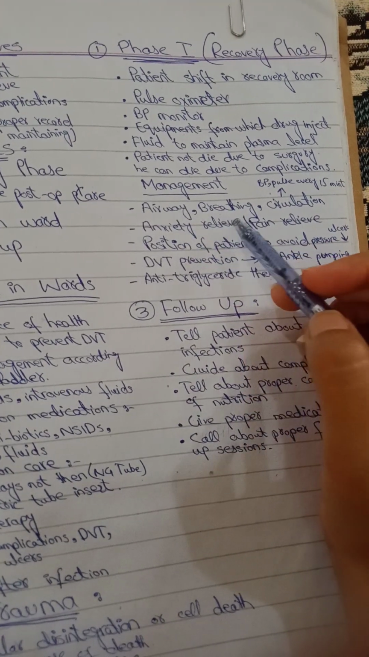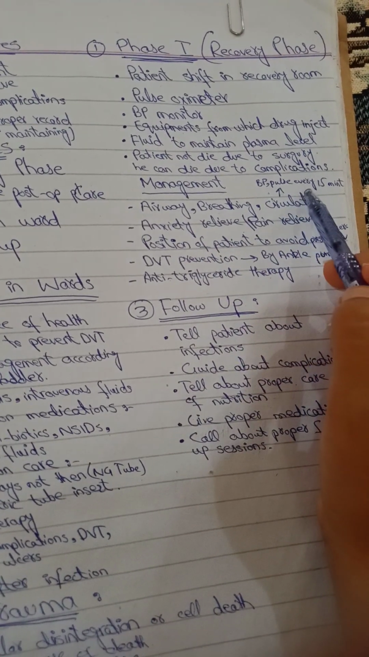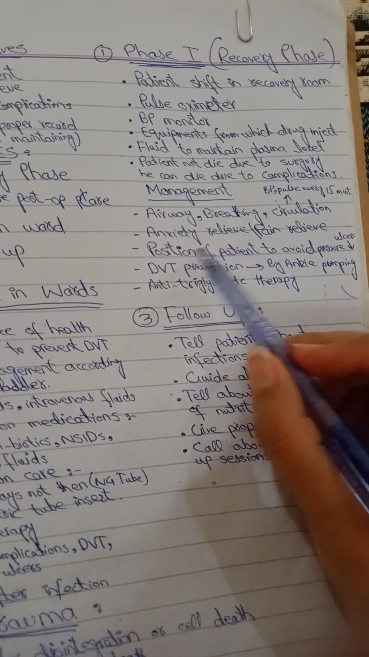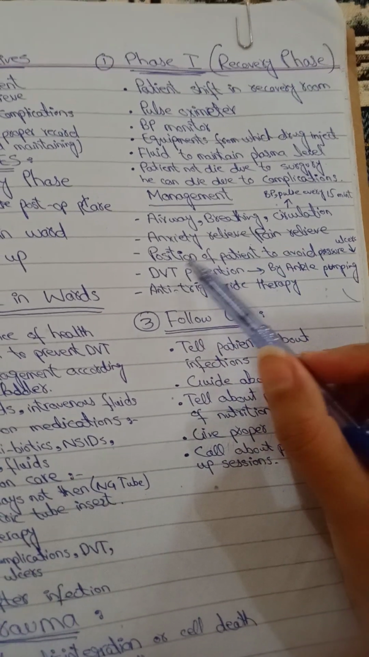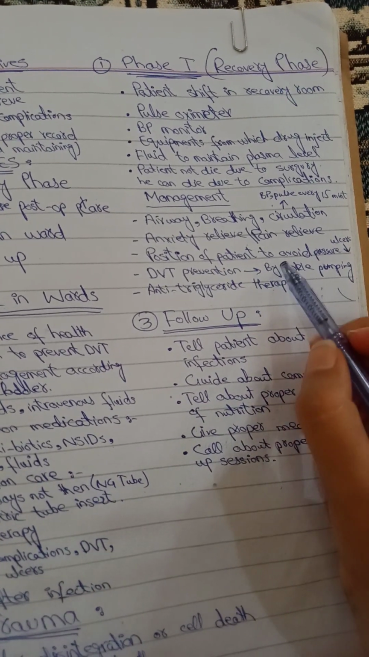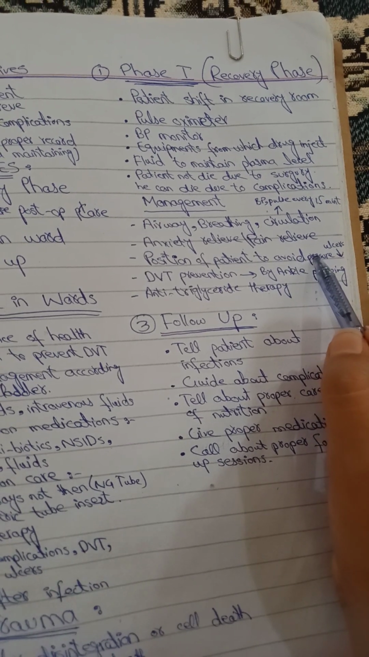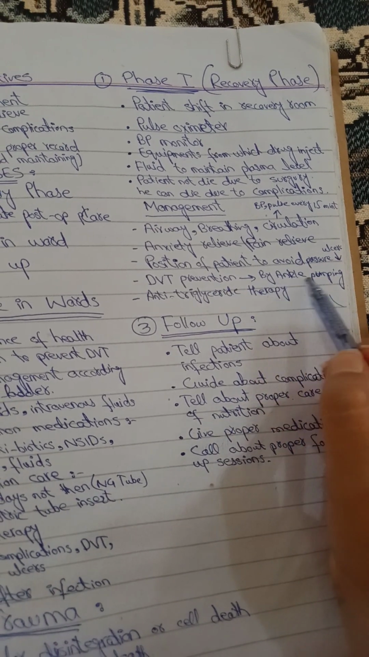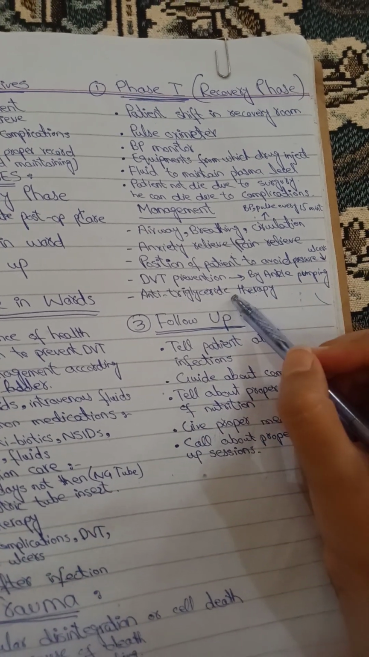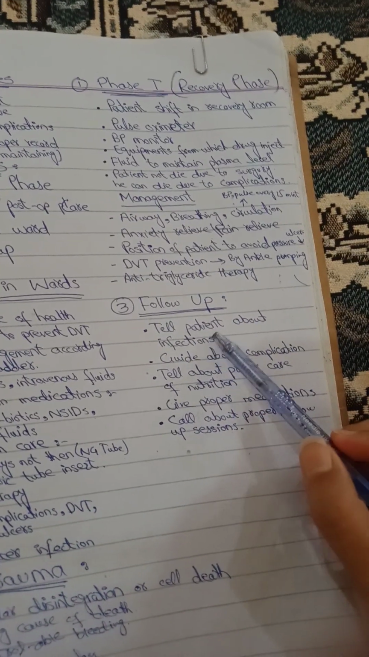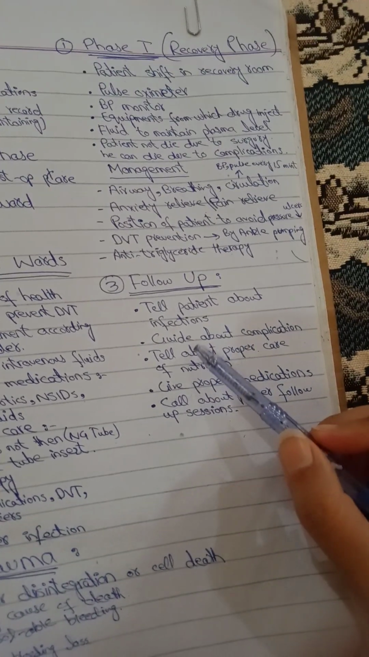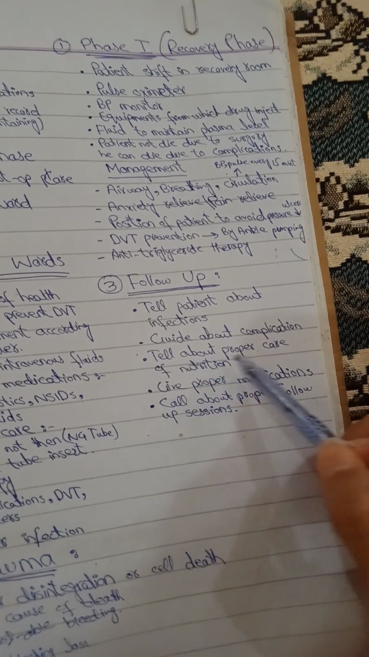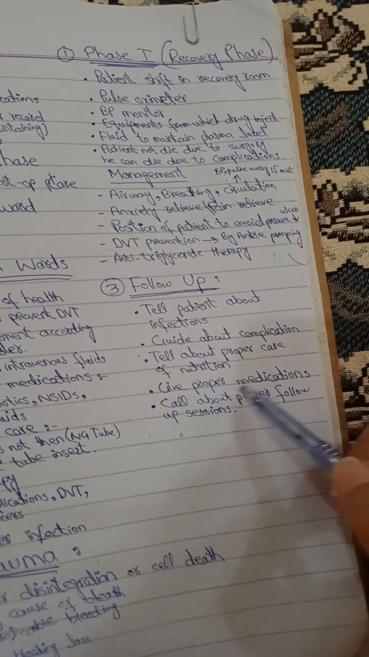Management includes airway, breathing, circulation, BP, pulse check after 15 minutes, anxiety relief, pain. Position of patient change after 2 hours to avoid pressure ulcers. DVT prevention by ankle pumping and anti-coagulant therapy. Follow-up. Tell patient about infections. Guide about complications. Tell about proper care and nutrition. Give proper medications. Call about proper follow-up sessions.